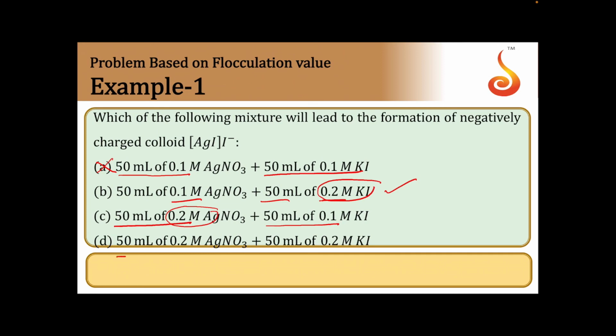The last one, 50 ml 0.2 and 50 ml 0.2. Again, both are equal in this case. So, A and D will be precipitates only. B and C will be colloidal solutions. But B is going to be negatively charged and C is going to be positively charged. So, the answer is B option for us. Answer is B.